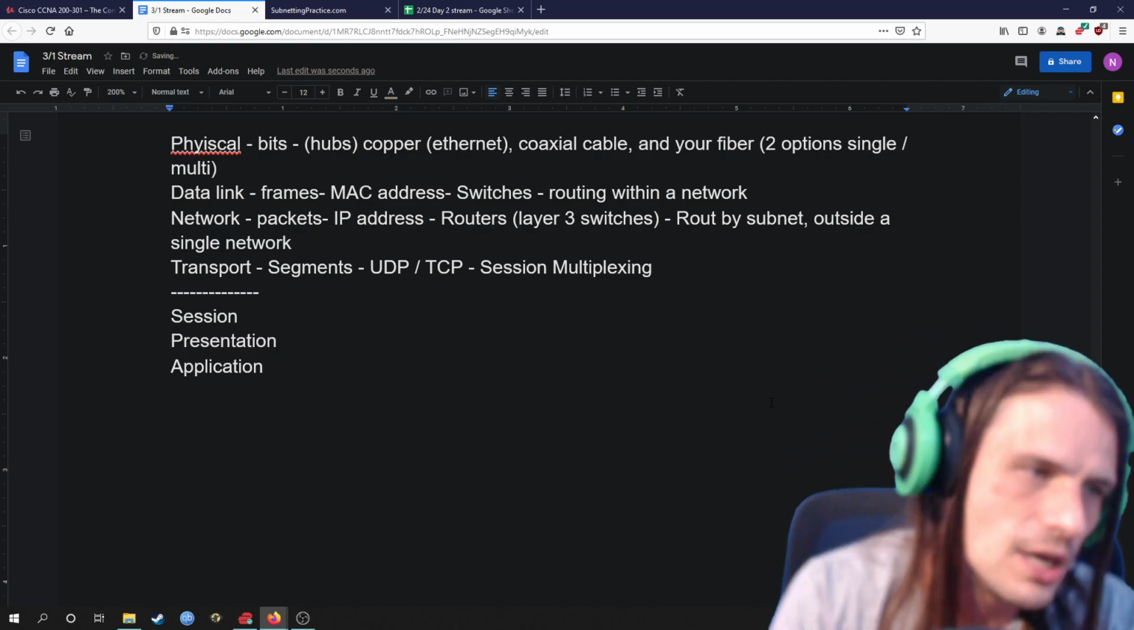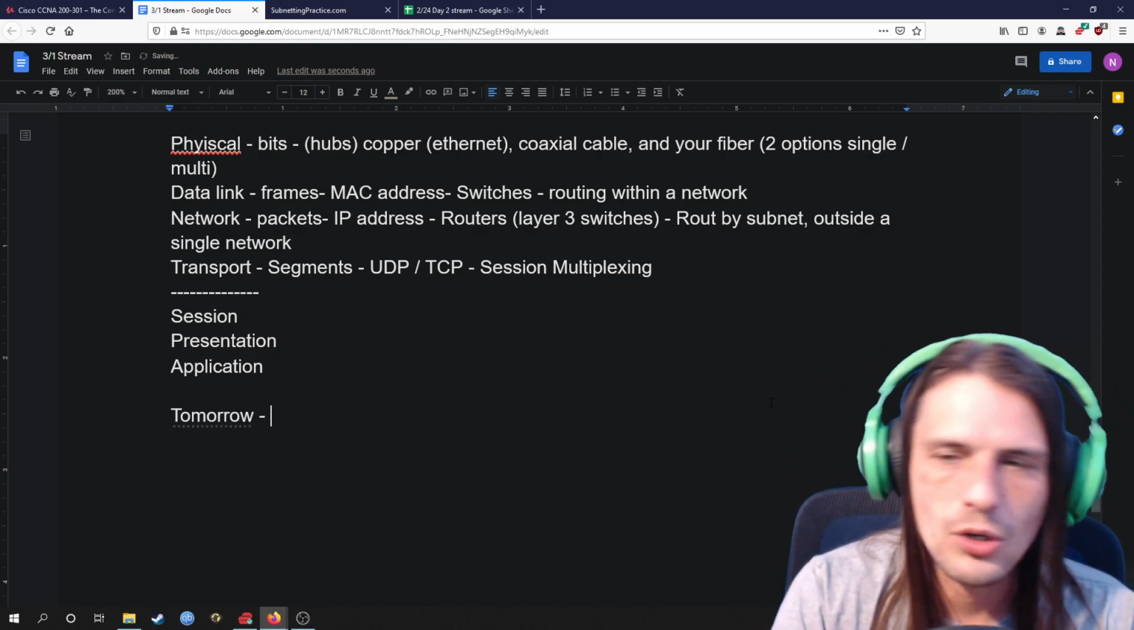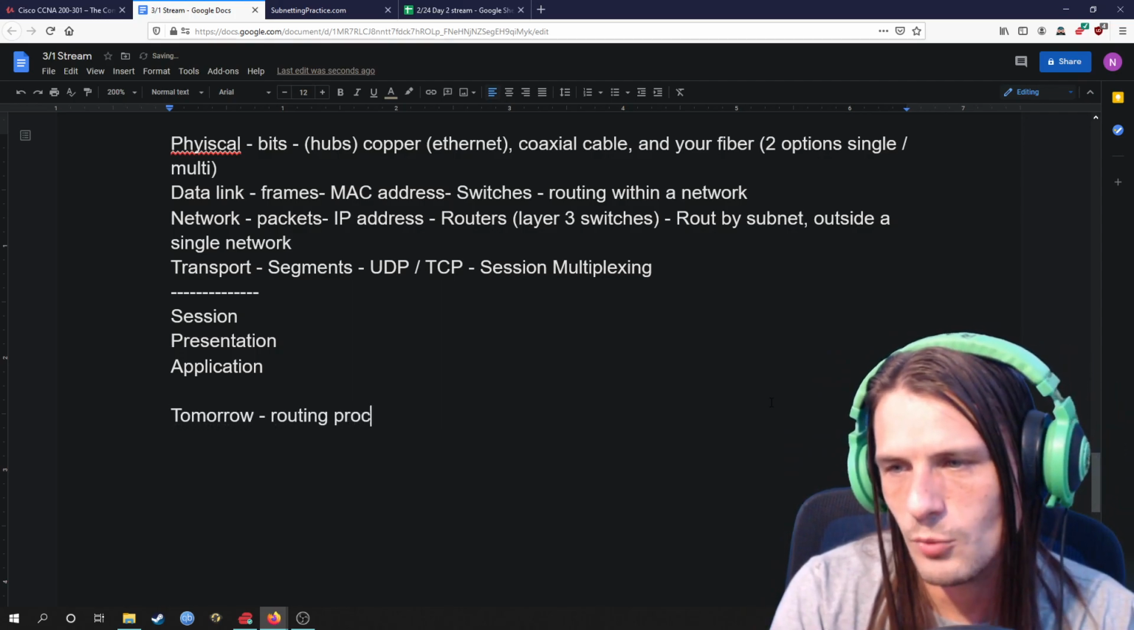So tomorrow I want to go over routing protocols in more depth.